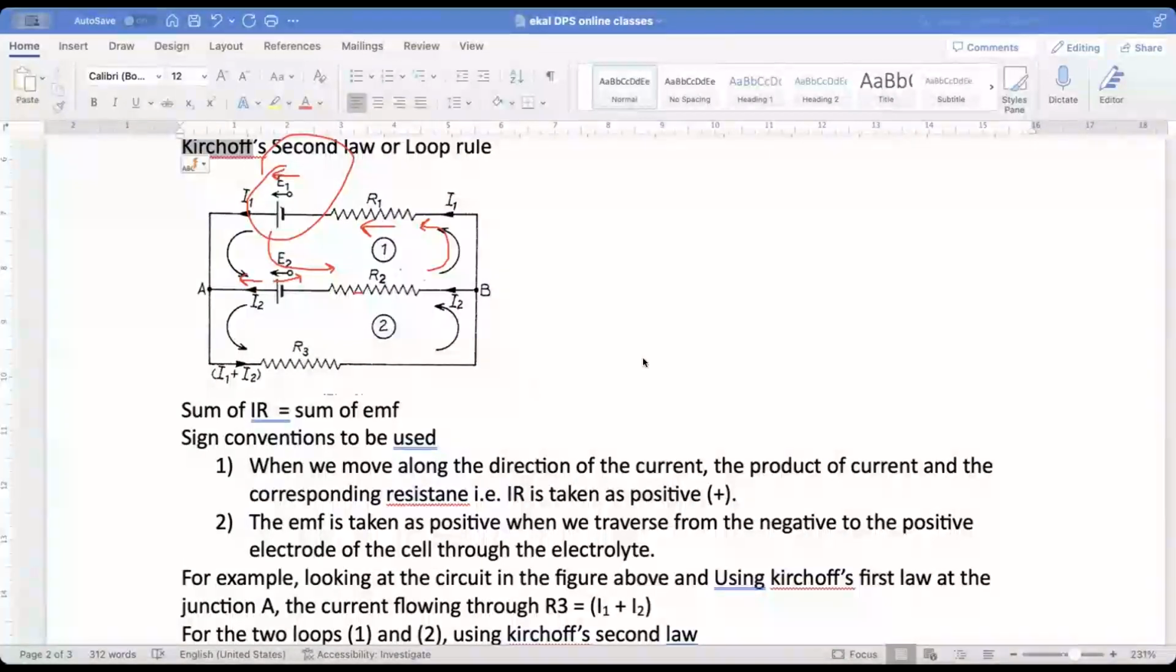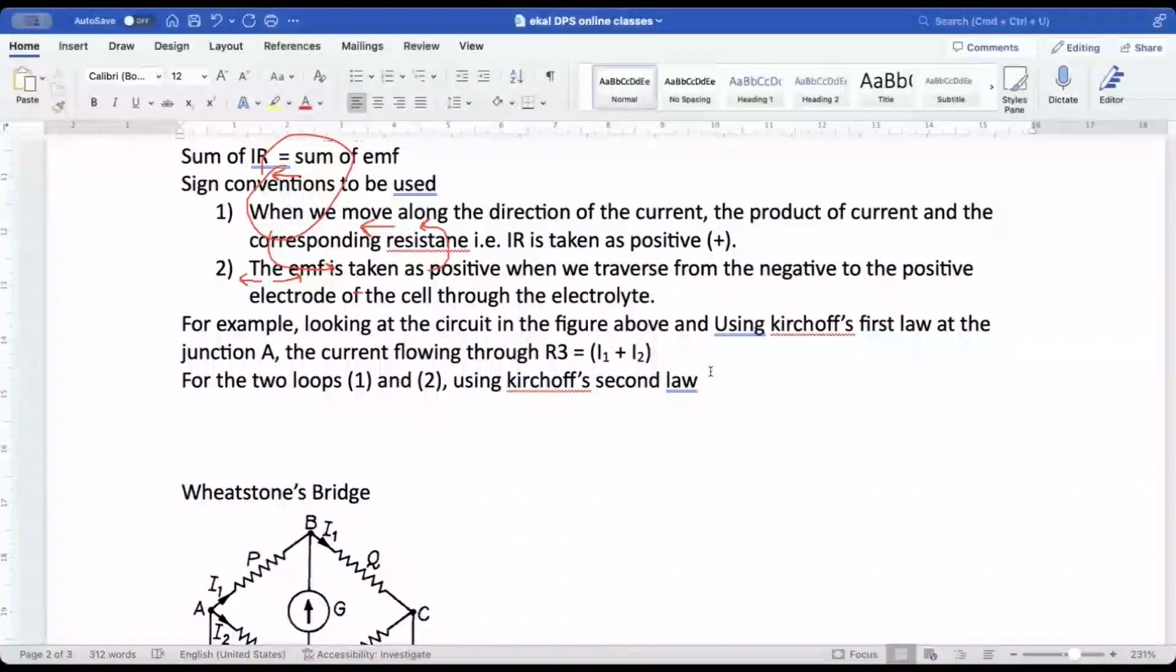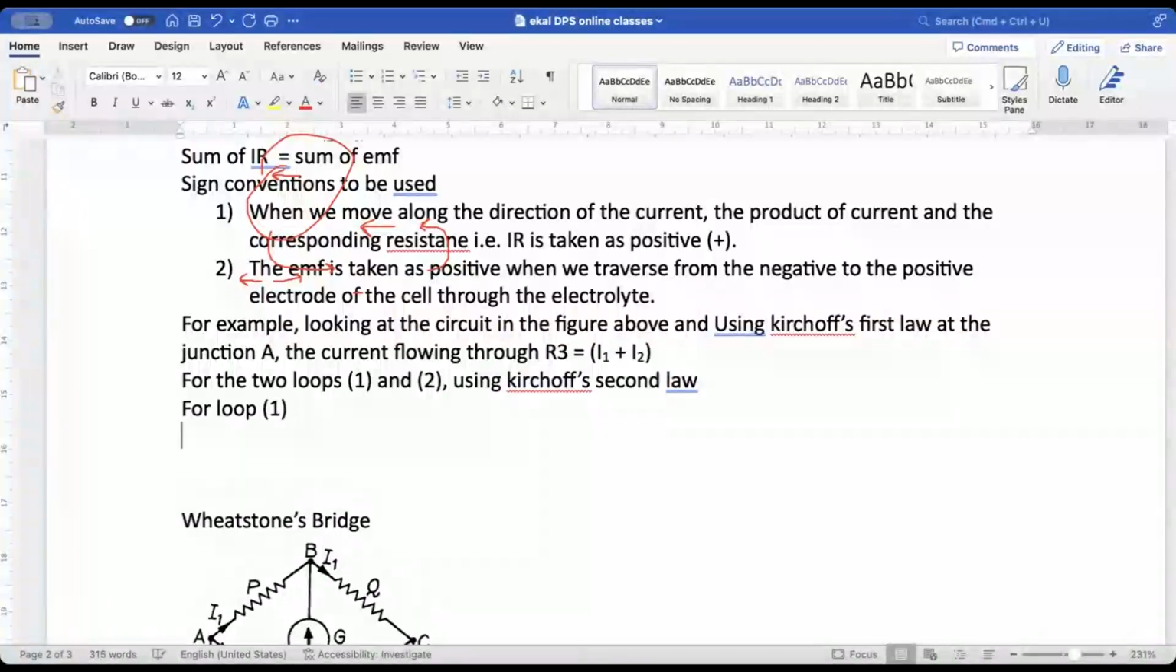So in all, we'll write over here that using Kirchhoff's second law for loop 1, we have I1 R1 minus I2 R2 equal to E1 minus E2. Fine. This is for loop 1.